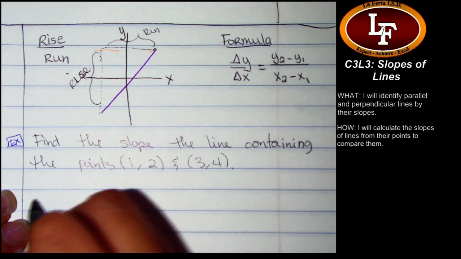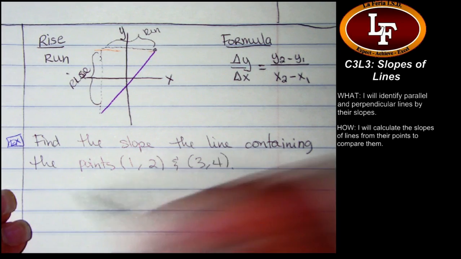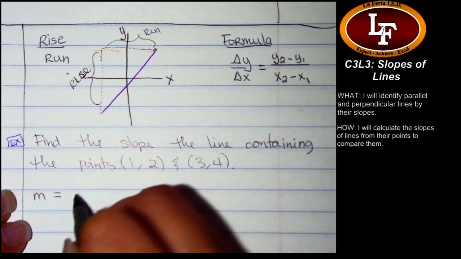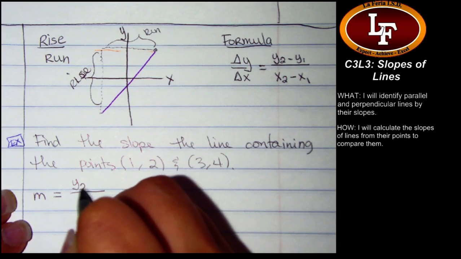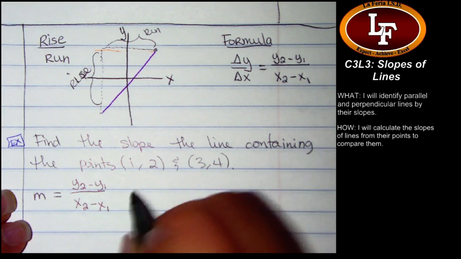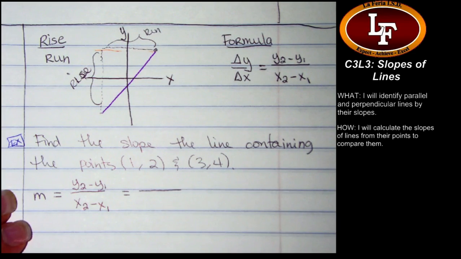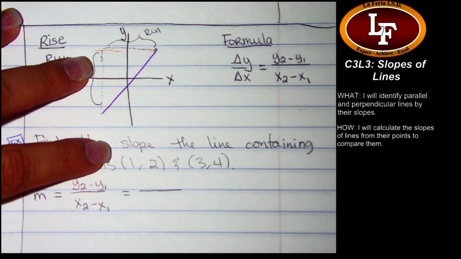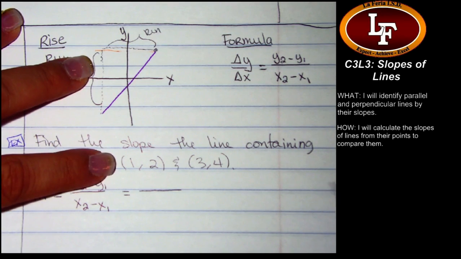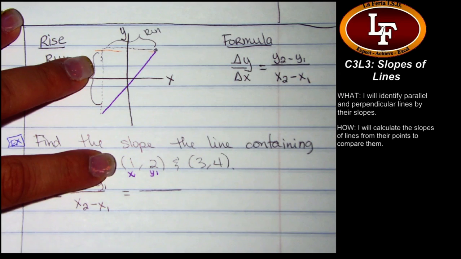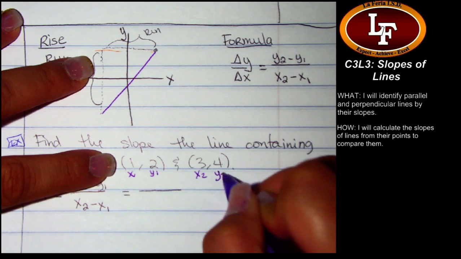All right, we're going to start with our slope formula. We're going to use the variable m to represent slope. And it is going to be the change in y, y2 minus y1, divided by the change in x, x2 minus x1. Substituting what I know, I need to decide which one is which. Which point is x1, y1? X1 is 1. All right, so he wants 1 to be x1, which means 2 is y1, which forces the other point to be x2, y2.